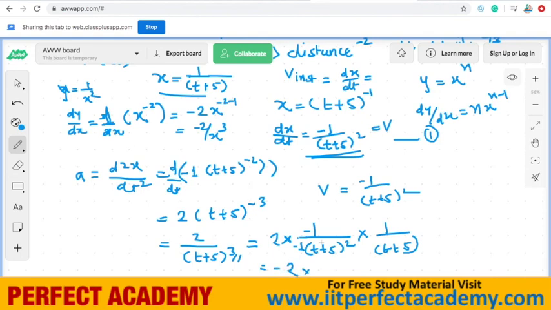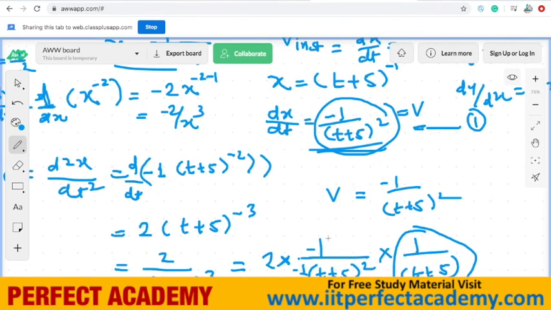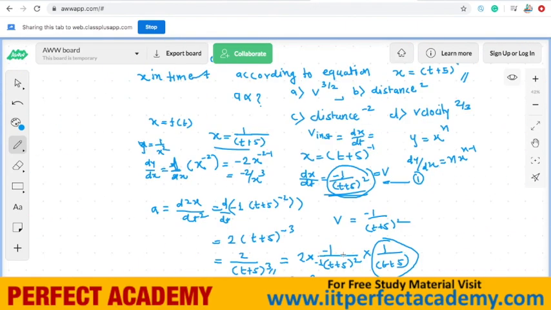Minus 2 into, what is this minus 1 by t plus 5 square? It is nothing but v. Okay, v. And what is this 1 divided by t plus 5? It is x. So what you will answer is minus 2 into v into x.